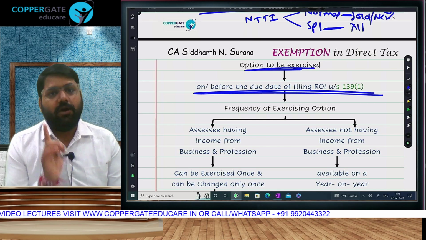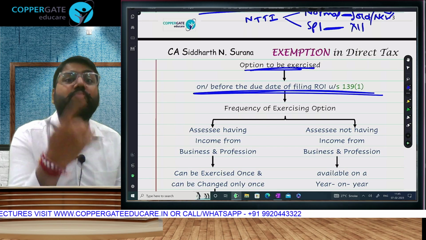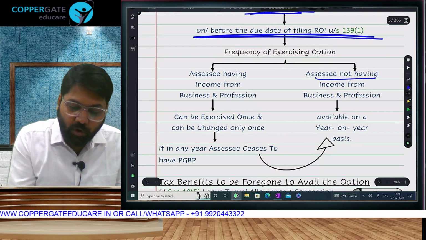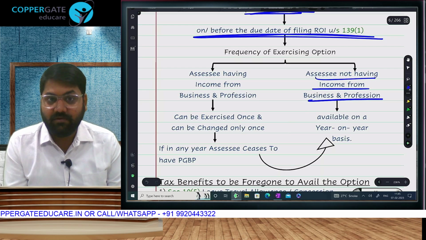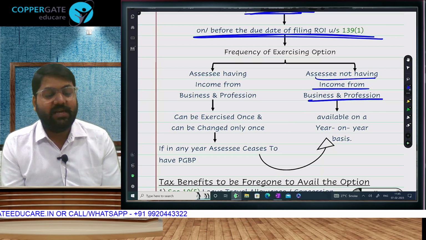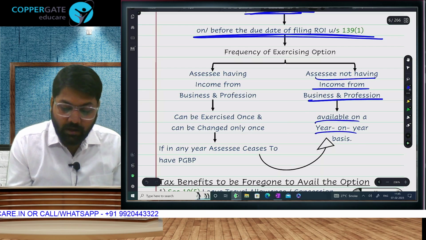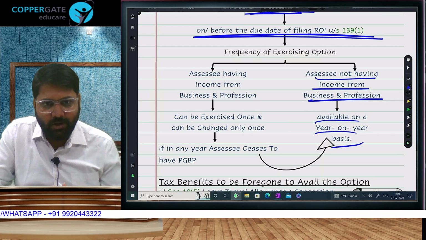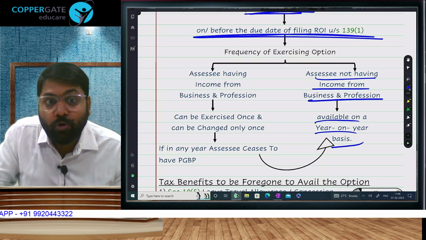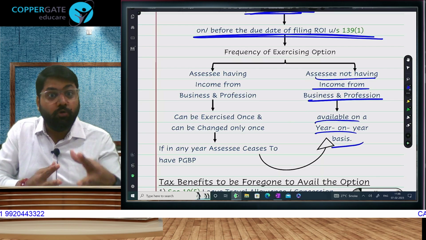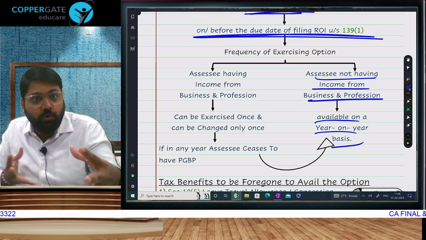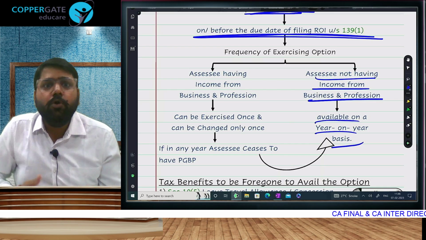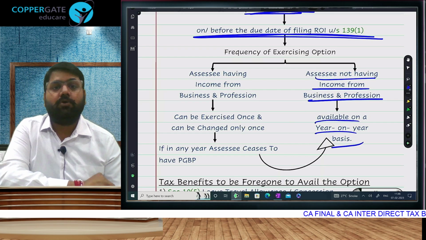Currently, the by-default regime is the old regime. If you want new, then you have to choose on or before the due date of return filing. If you don't have PGBP, this is very important. Observe. If you don't have PGBP, supposing you are a salaried employee or retired person, you can change this every year. Old, new, old, new, and so on. You can change your option on a year-on-year basis.